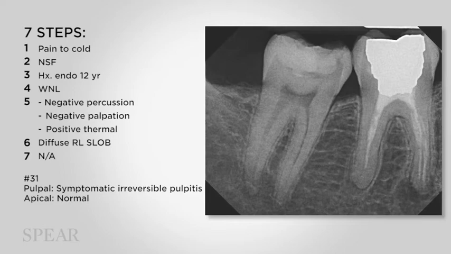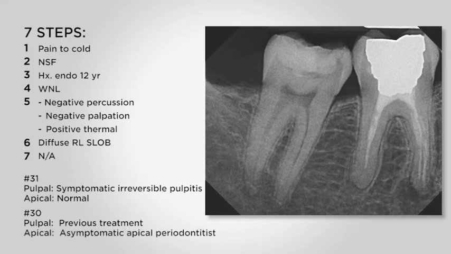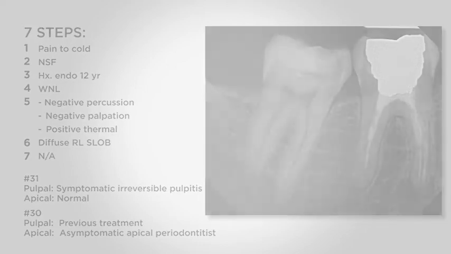And the diagnosis for the other tooth, which is number 30, pulpally, it would be a previously treated root canal, and apically, it would be an asymptomatic apical periodontitis. And the reason why is because you basically have a granuloma there that is asymptomatic. There is a lesion there. There's probably something going on. That tooth does need treatment. It just doesn't need it right now because that's not the patient's chief complaint.